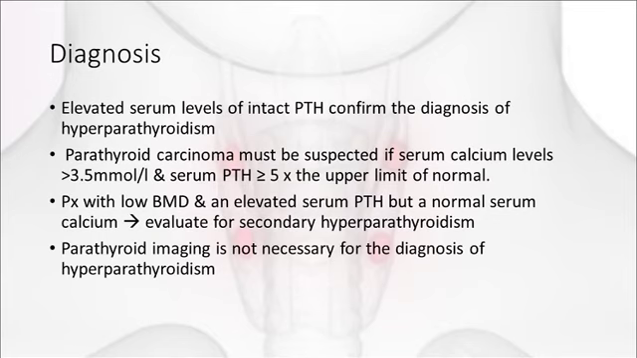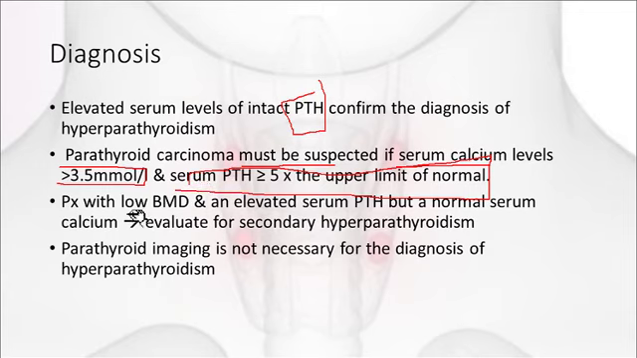Again, elevated serum levels of intact parathyroid hormone can confirm the diagnosis of hyperparathyroidism. Parathyroid carcinoma must be suspected if serum calcium levels are extremely high, that is more than 3.5 millimoles per liter, and the serum parathyroid hormone is almost 5 times the upper limit of normal. Patients with low bone mineral density and an elevated serum parathyroid hormone but a normal serum calcium level should be evaluated for secondary hyperparathyroidism. Parathyroid imaging is not necessary for diagnosis of hyperparathyroidism, partially because it will be very difficult to see.